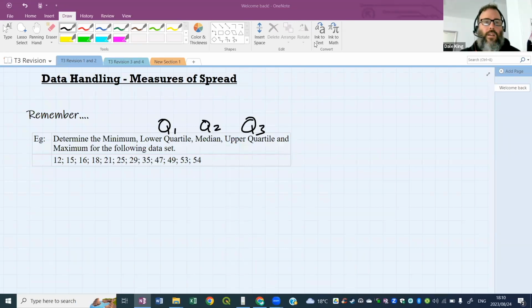We are calculating, as the question says, the minimum, lower quartile or Q1, the median or Q2, the upper quartile, Q3, and the maximum for the data set that's below there, from 12 up to 54.